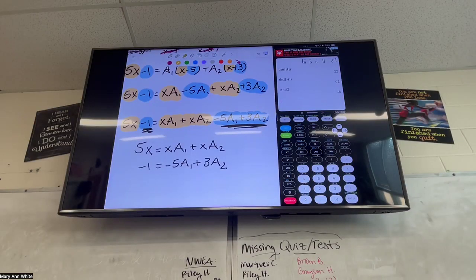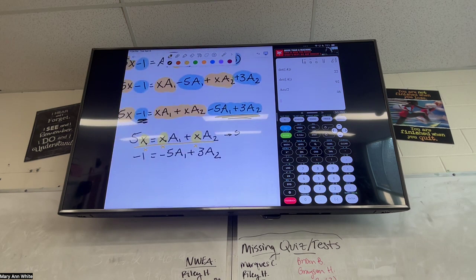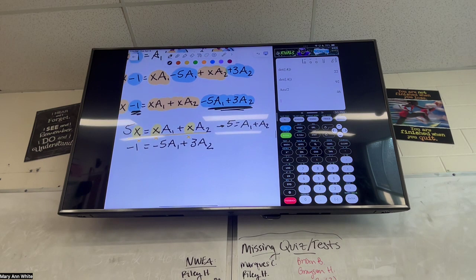I know it's a little messy. This next step, I'll start cleaning things up. Look at that first equation. What's in every single one of those terms? An x. If an x is in every single one, can we get rid of it? Yep. So you can divide an x off of everything here, and you can either rewrite it or just erase it. It doesn't matter to me. So this is like 5 equals a sub 1 plus a sub 2. Or just for my sake, I'm going to just erase the x's right here.